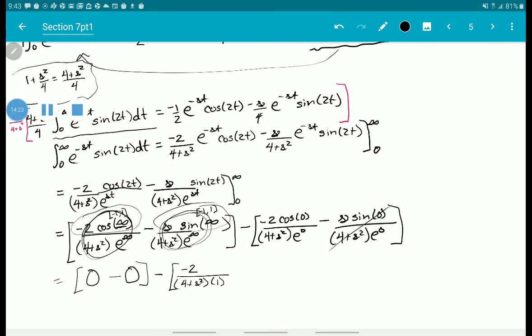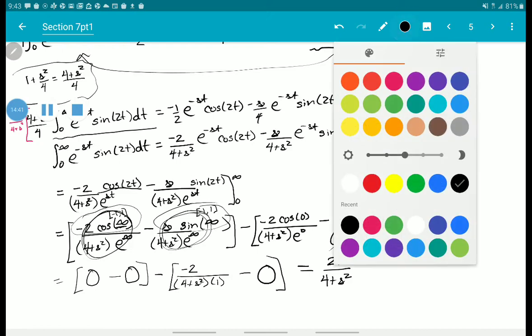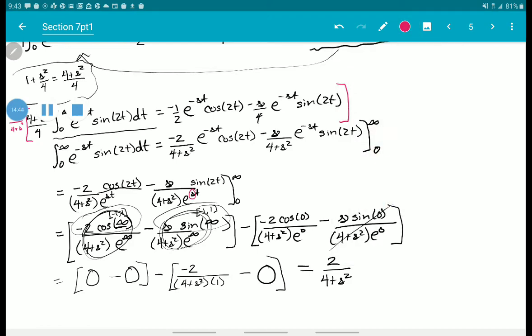And then we would have a 0 for that second term. So this piece is heading to 2 over 4 plus s squared. Now, if you think about what is forcing this thing to converge, what's forcing this thing to converge is what's going on with s in that denominator. So as long as s is greater than 0, then that denominator is going to be increasing without bound. So we would say the Laplace of the sine of 2t would be equal to 2 over 4 plus s squared.